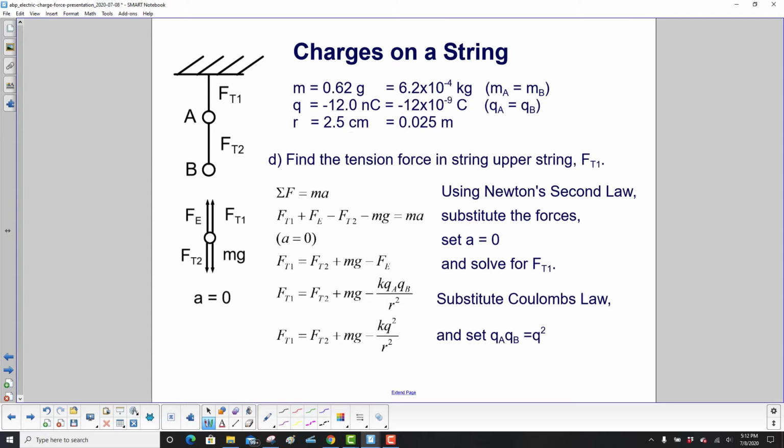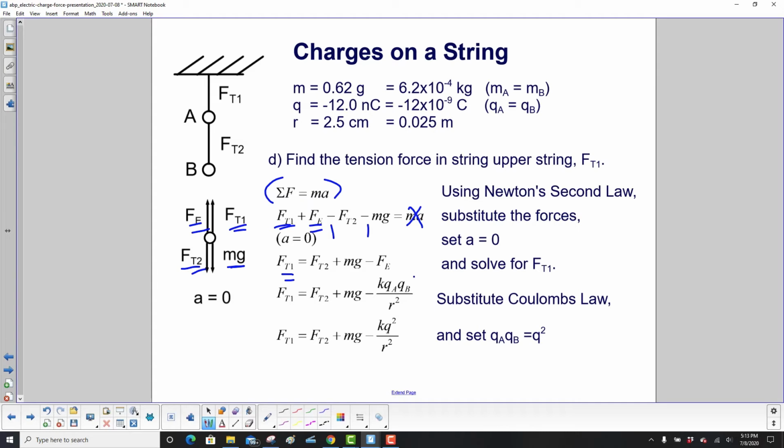We use Newton's second law. Sum of the forces is ma. So who's pointing in the up direction? Well, T1 over here, and the electric force. Who's in the down direction? Well, we have T2, so that gets a negative sign. And mg, also a negative sign. And that equals ma. ma is 0. So we isolate the tension force in the first string. It's F sub T2 plus mg minus the electric force.